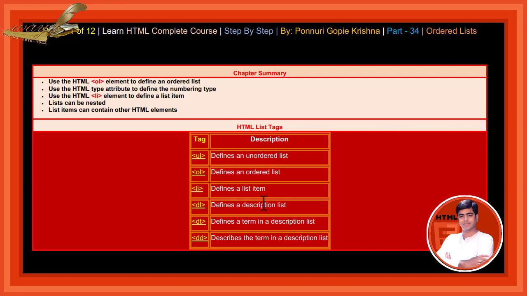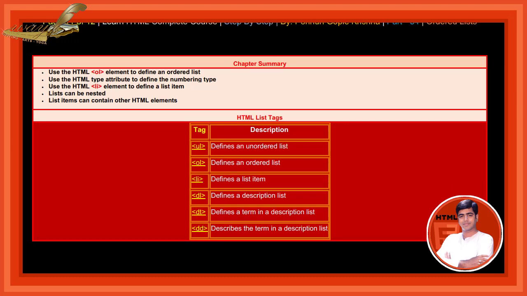Here again, tag and description. The UL tag defines an unordered list. OL defines an ordered list. LI defines a list item. DL defines a description list. DT defines a term in a description list. DD describes the term in the description list.